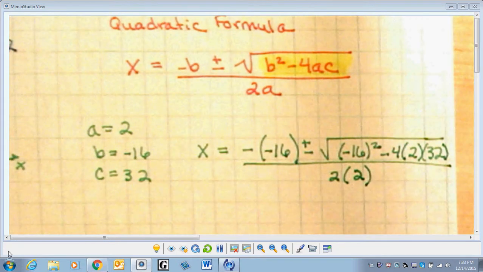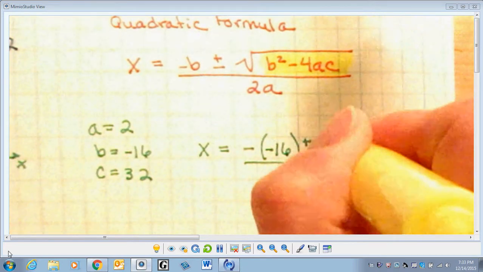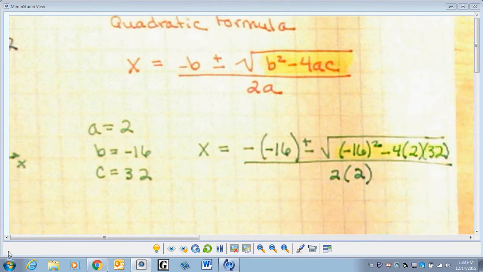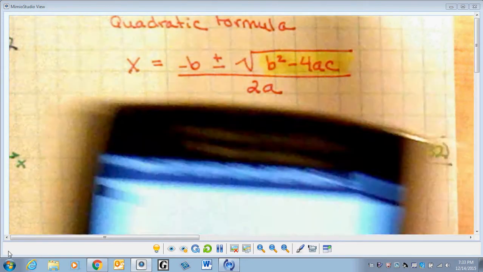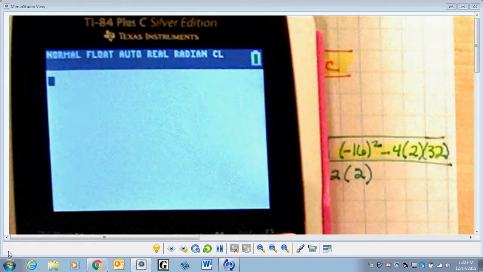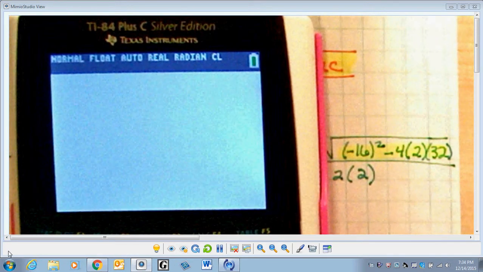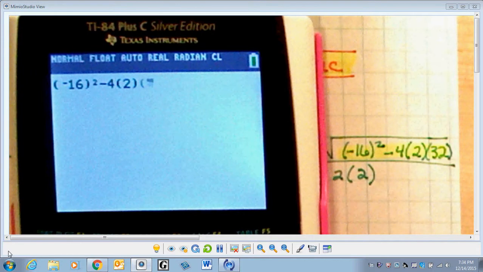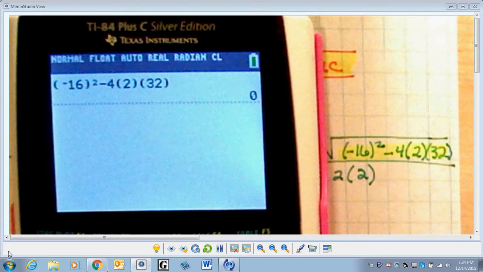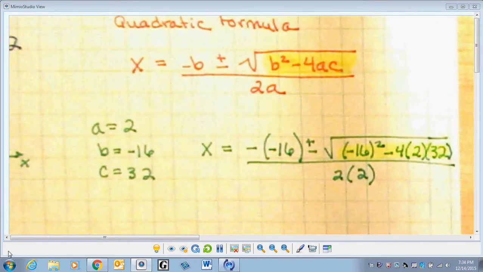Okay. So what I want to do in my calculator before I do anything else is calculate what is underneath the radical. So I'm not going to include the radical. In my calculator I'm going to put in parentheses negative 16 squared minus 4, and my parentheses act as multipliers, so I don't need to use the multiplication sign. So notice there is no radical there. I get 0, as should be expected.